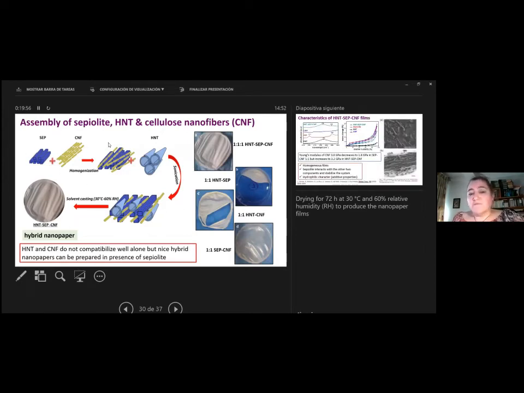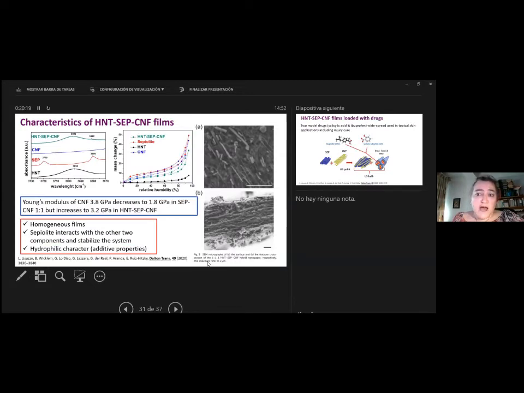So we prepared this combination, and we were able to have films when we have the three components with nanocellulose also, so we can prepare so-called hybrid nanopapers. These materials are important. They have very good mechanical properties, even better than films of nanocellulose alone, which is the element that produces the continuity. We have very homogeneous films by microscopy, and the hydrophilic character is, in this case, not preserved from any of the components. In fact, it's an additive property.